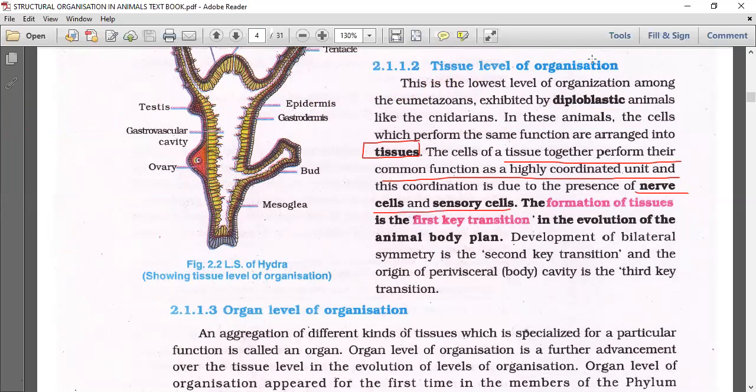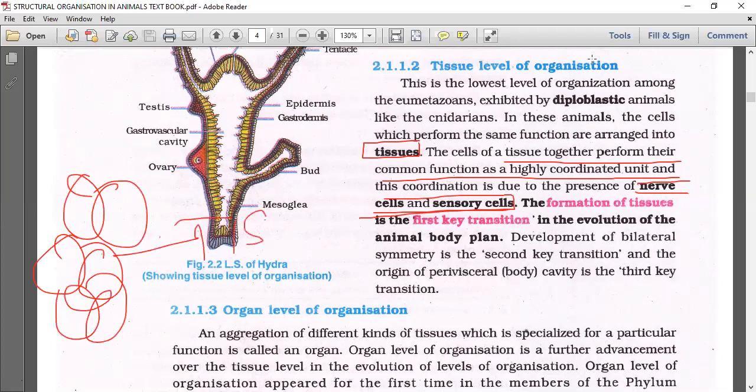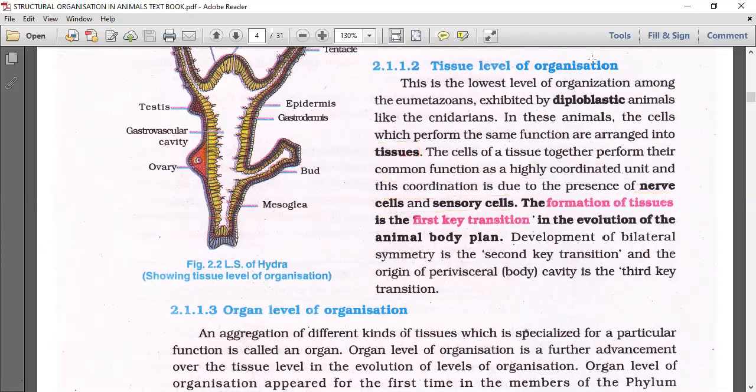In Parazoa, phylum Porifera, only the cellular grade of organization is present, with no coordination because of the absence of nerve cells and sensory cells. Due to the presence of nerve cells and sensory cells, aggregation of the cells can form tissue, and at the tissue level of organization we find division of labor. The formation of tissues is the first key transition in the evolution of the animal body plan. We have three key transitions, or milestones, and the first is the formation of tissue grade organization.